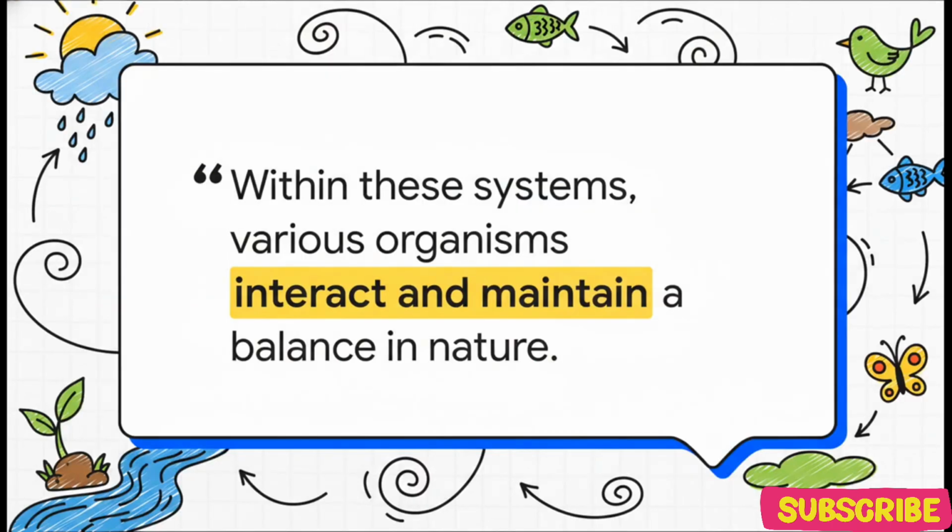There's a quote that just nails this whole idea perfectly. Within these systems, various organisms interact and maintain a balance in nature. And that's the whole ballgame right there. Balance. Every ecosystem is constantly working to maintain this delicate equilibrium. So when something throws that balance off, maybe a new invasive species shows up, or there's a sudden heat wave, the entire web feels it. Every single piece, living or not, plays an absolutely critical role.